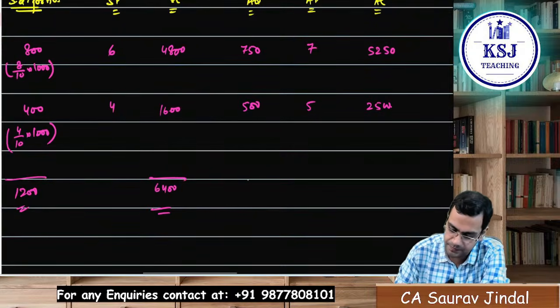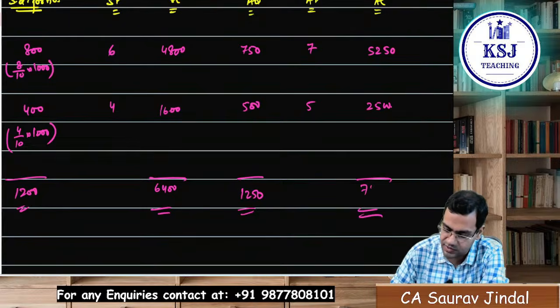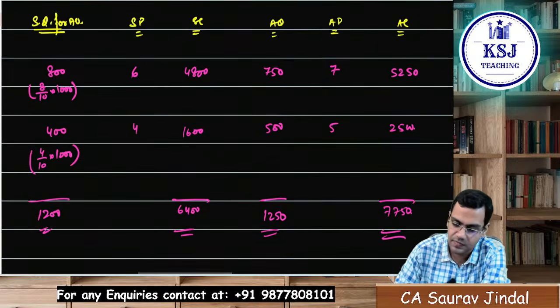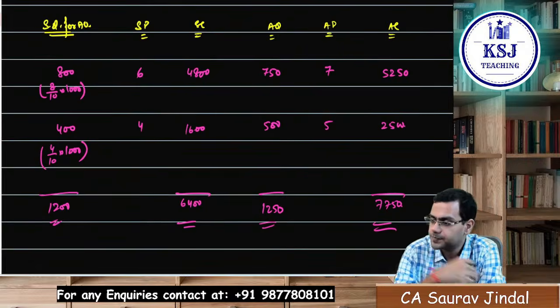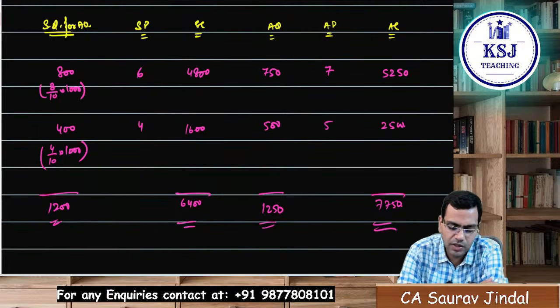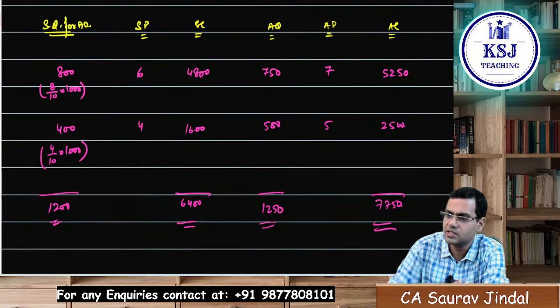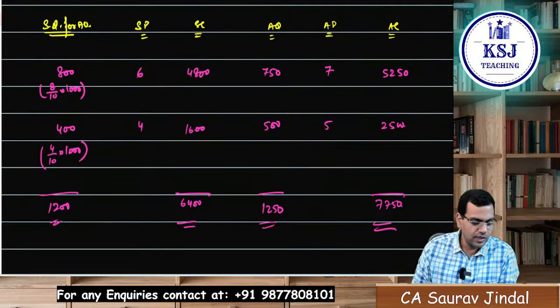6400, and 5250 plus 2500, that is 7750. That's it. Clear? So this was a very simple, straightforward question, nothing special in this particular question to be discussed. Is that clear? Quickly let me know.